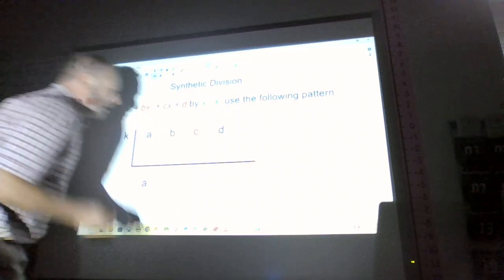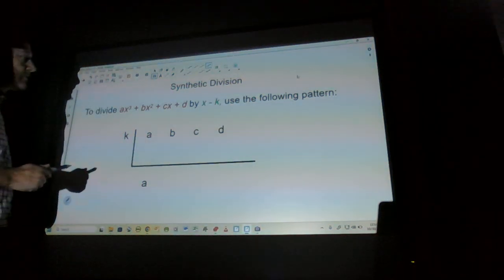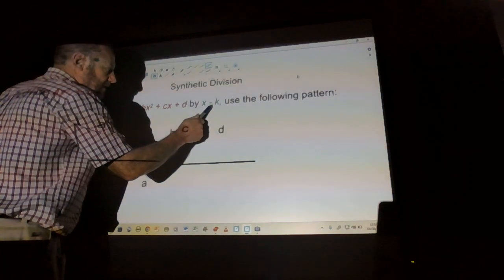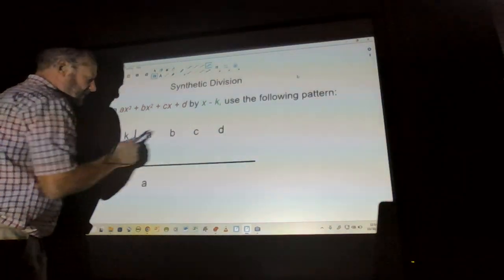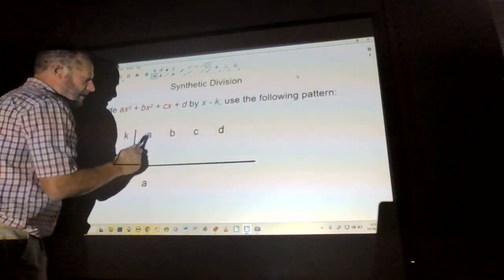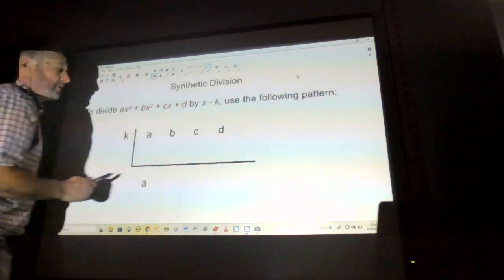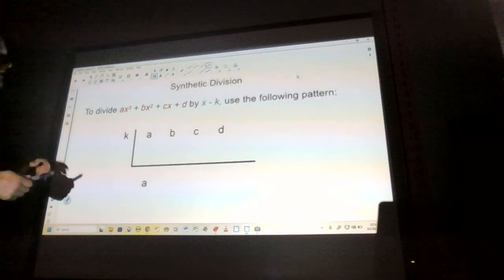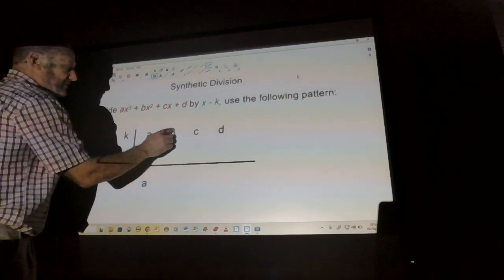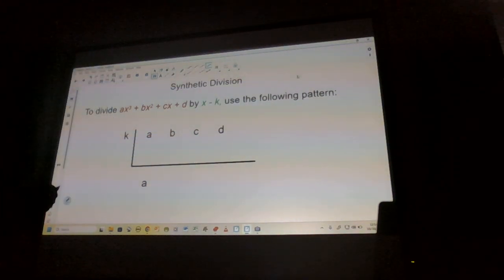So, here's what I'm going to do. Whatever my x minus k is, I'm going to take the opposite of this. So that's going to be k, and I'm going to put it here. I'm going to write the coefficients of my polynomial down here like this. If I'm missing one, like if I'm missing an x squared, I'm going to put a 0 in for its space.